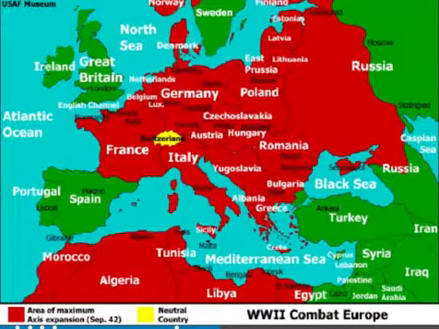So, the area of maximum Axis expansion. They got through Greece, they took over France, but Switzerland was never taken over, even though it was completely surrounded. They took Poland, Romania, Hungary, Algeria, Morocco, Libya, parts of Egypt. So they took a lot, and took over a lot of Russia too, but not all of it. Not close to all of it.